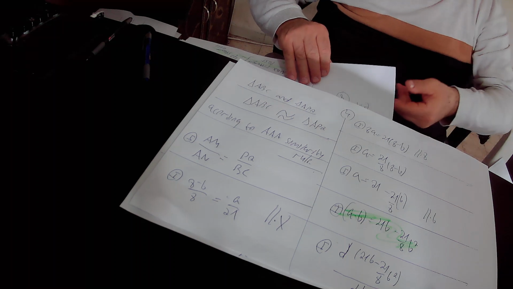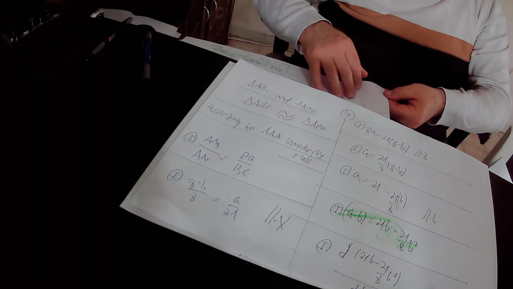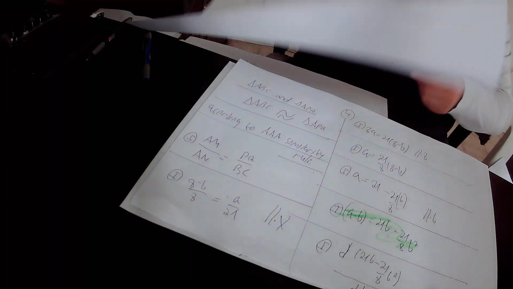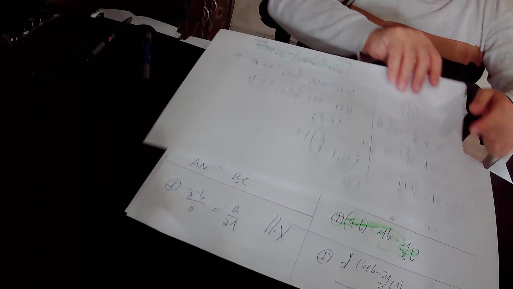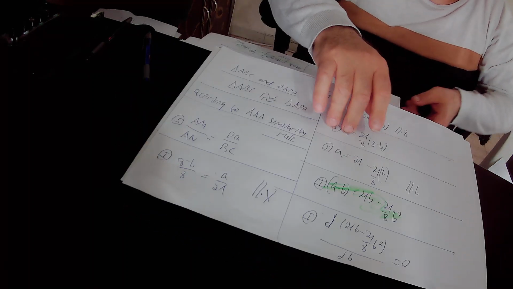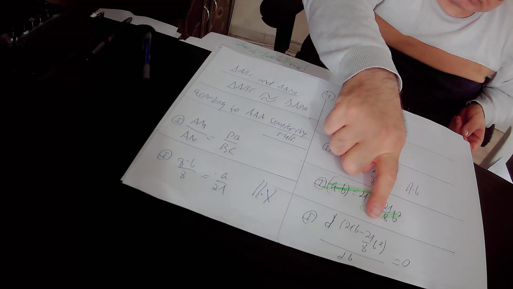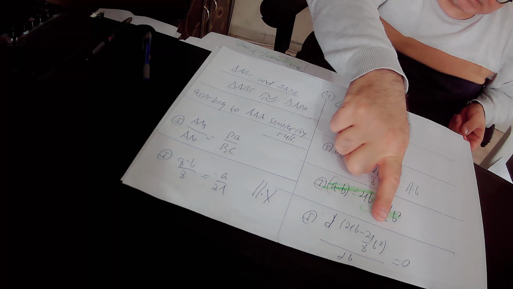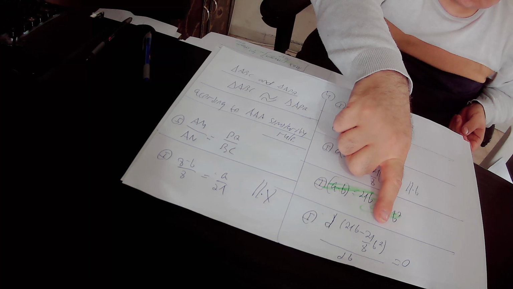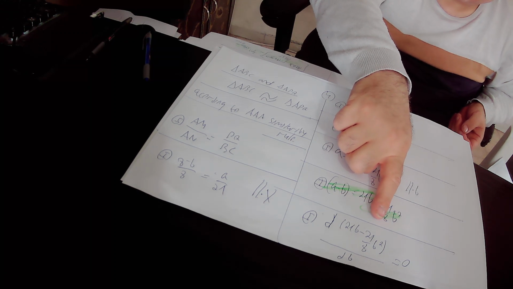Here the derivative of 21B is 21, and now the derivative of the expression minus 21 over 8 times B squared. We know that the derivative of B squared is 2B, and therefore in total the derivative of this expression will be equal to minus 21 over 8 times 2B.